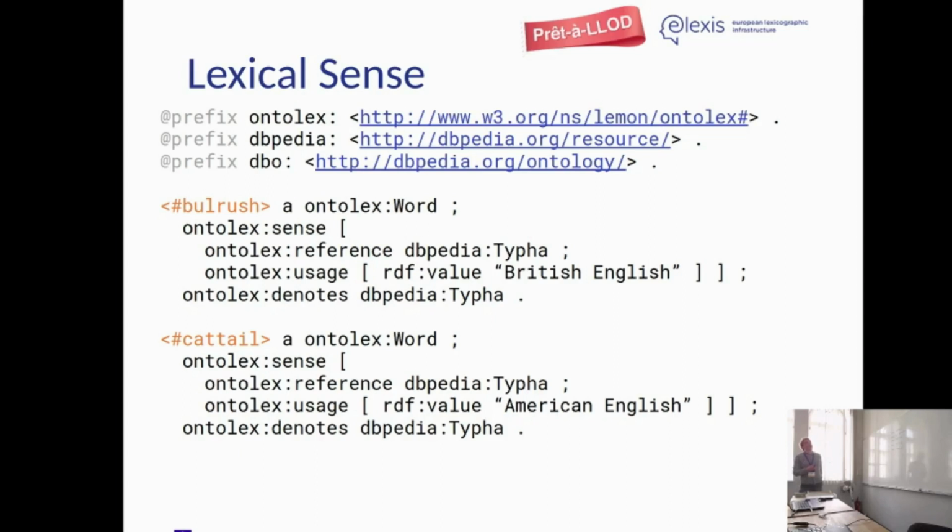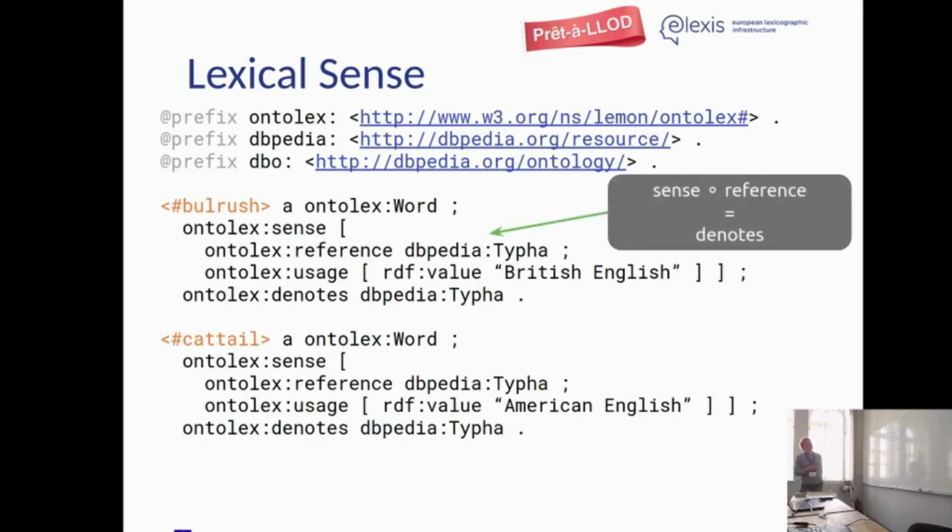And one important thing to note here is that sense, reference, so this little chain of properties here. So if we have our lexical entry, and we have our lexical sense here, and it refers to an ontology. So here we use the property sense, and here we use the property reference. So we can also introduce a chain just like this with denotes. So this is a property chain. So these two triples, so these two links in the graph, are equivalent to one link in the graph here.